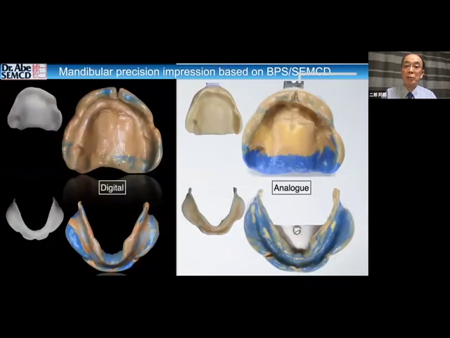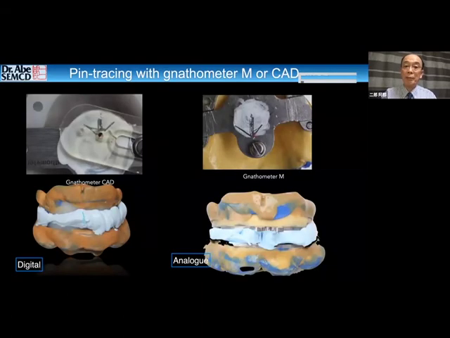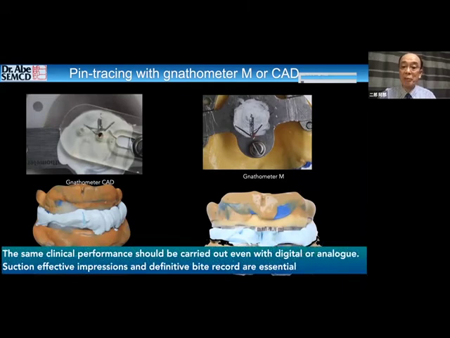These are impressions. Please compare the digital workflow and the analog workflow. Almost the same, I think. And pin tracing, the same figure, regardless of whether it's Ivotion CAD or analog. So I firmly believe that the same clinical performance should be achieved even with digital or analog. Suction-effective impressions and definitive bite records are essential.